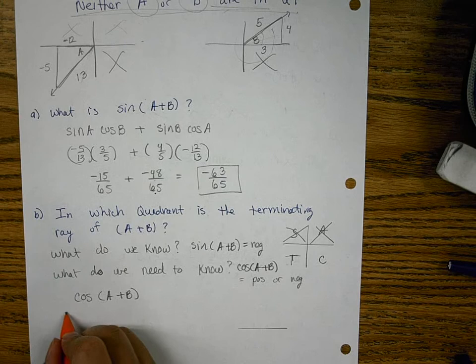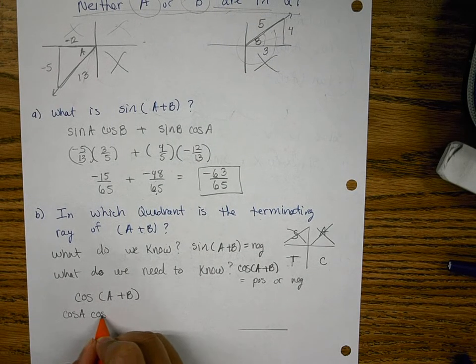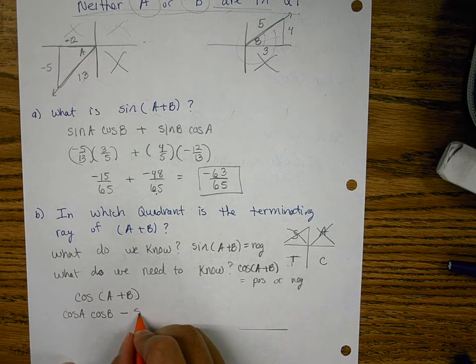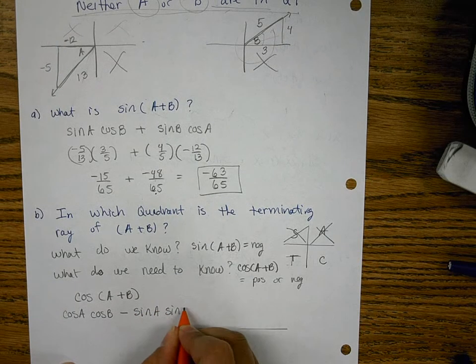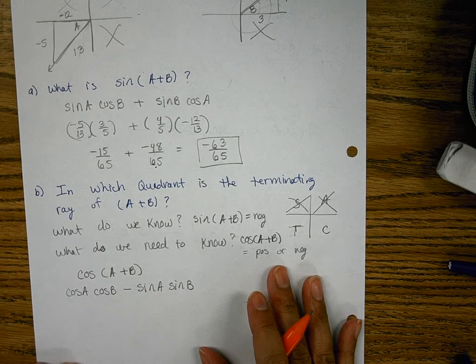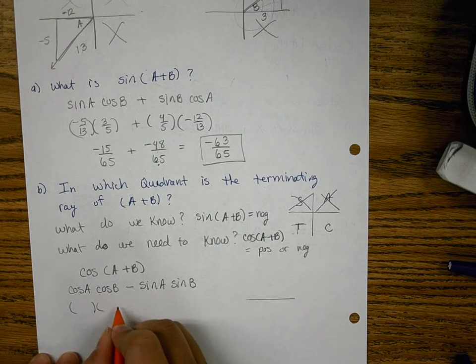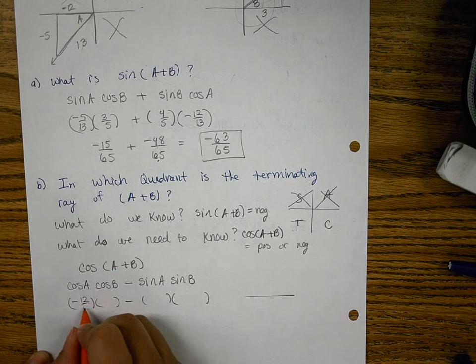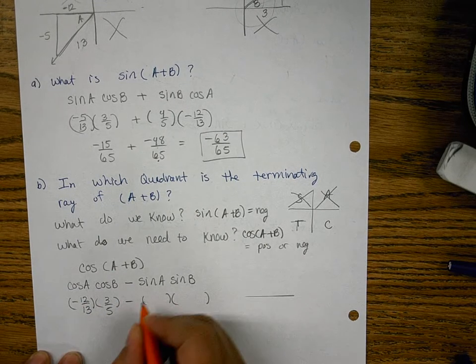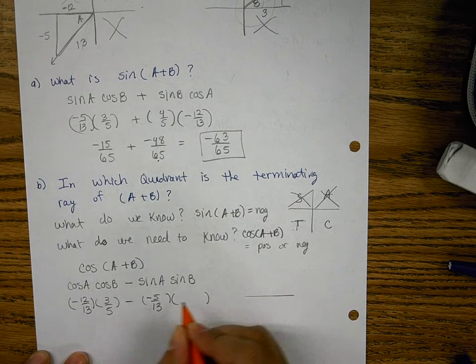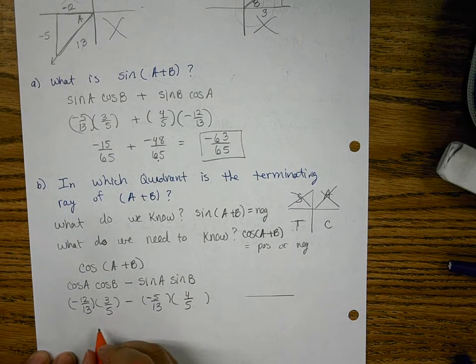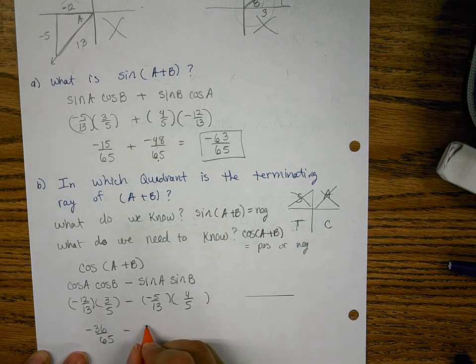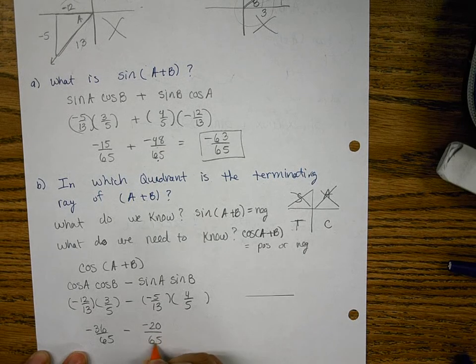So we have enough tools right now to find cosine of a plus b, because that was given to us. So cosine a, cosine b, opposite sign, minus sine of a, sine of b. All right, I'm going to write these out quickly. You can pause and figure them out on your own and then hit play and see if you have them. Negative 12 over 13, 3/5. Negative 5 over 13, 4/5. Giving me negative 36 over 65.